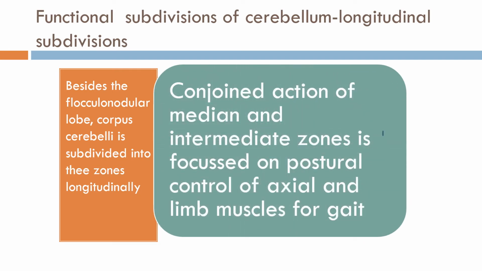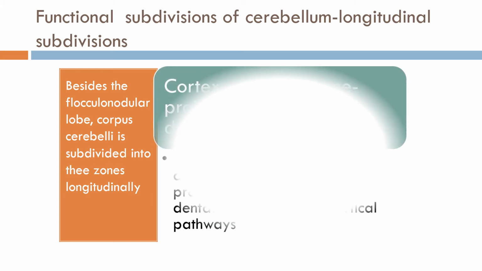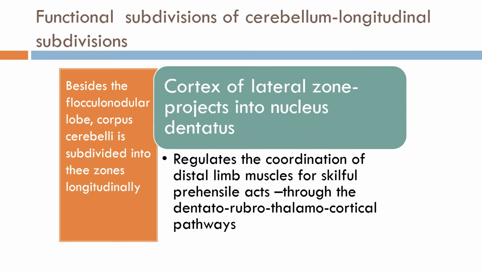Conjoined action of median and intermediate zones is focused on the postural control of axial and limb muscles. These are very important for the gait. Cortex of lateral zone, which projects into the nucleus dentatus, regulates the coordination of the distal limb muscles, that is the hand and foot, for skillful prehensile acts through the dentato-rubro-thalamo-cortical pathways. So this is the lateral zone.